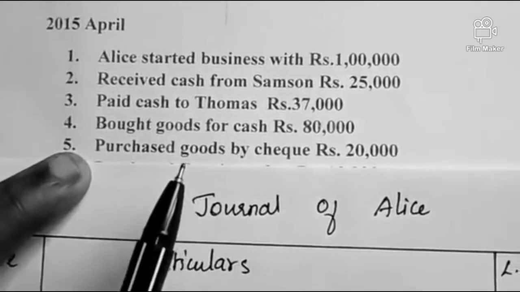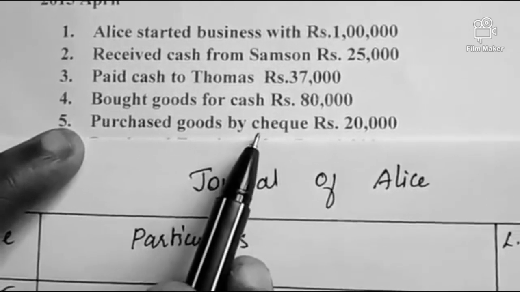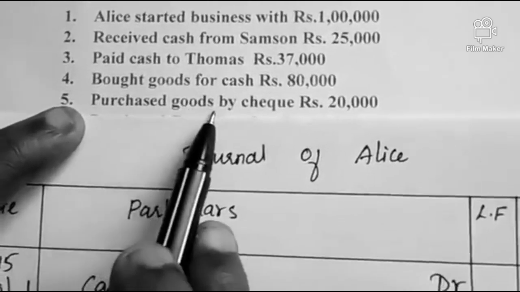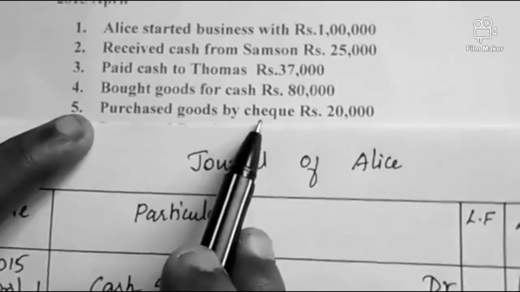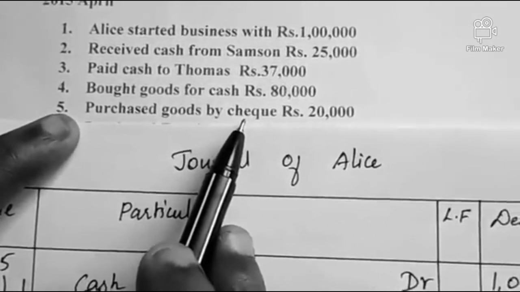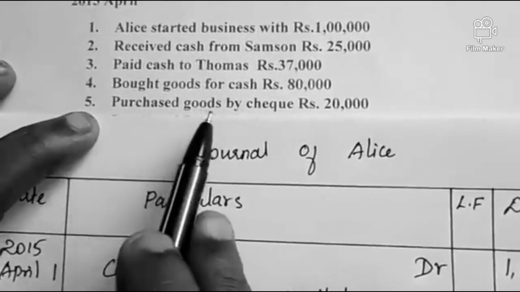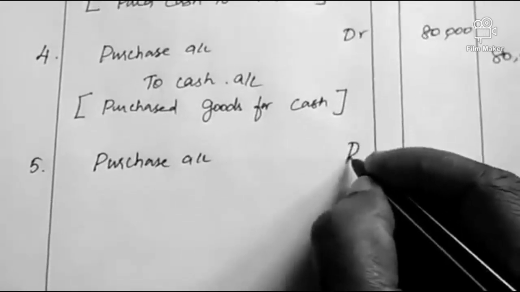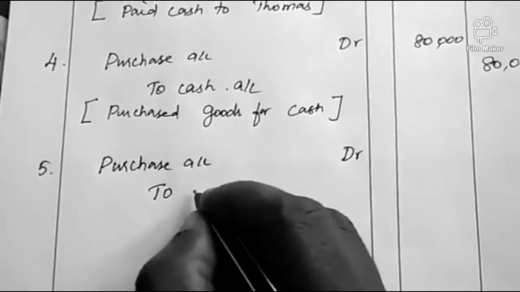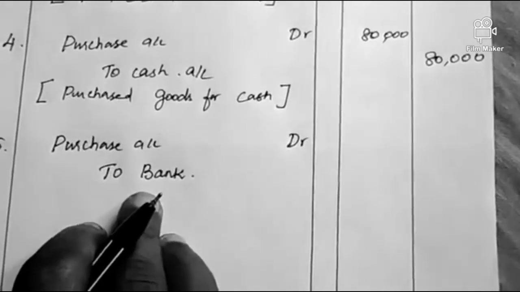Then the fifth transaction, purchased goods by check. So this is also a cash transaction, but instead of cash you have issued a check. Purchase goods by check, no, on behalf of the company, the banker will make payment to your supplier. So instead of cash you have to write bank. Just write the transaction: purchase account debit to, instead of cash, bank. Why? Because you have issued a check.